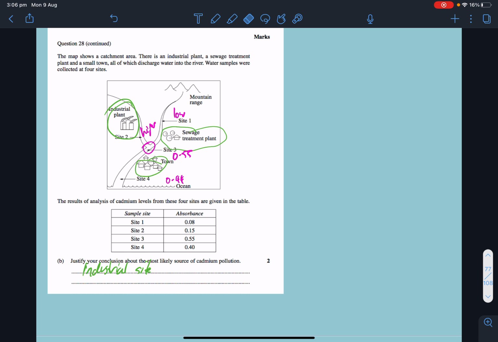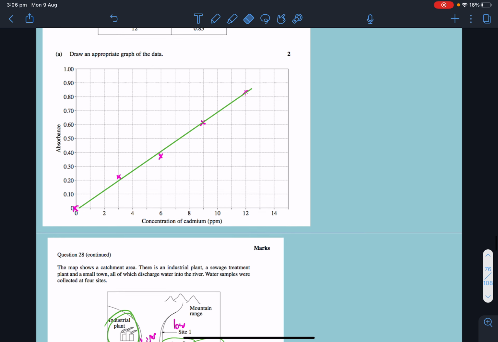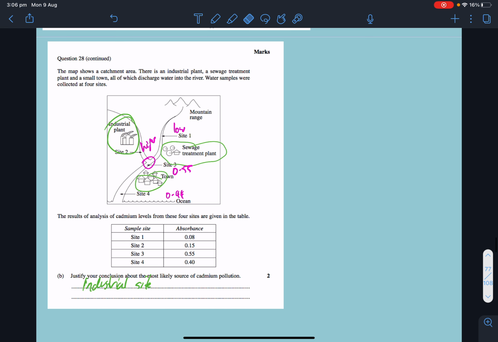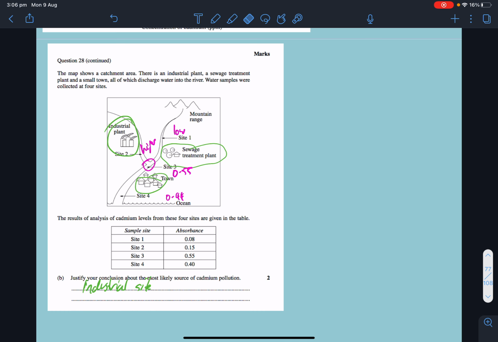Alright. Well, site 1 didn't introduce... Well, this is a bit... If they had one after the sewage treatment plant, it'd be good. It's still site 2, industrial site. Industrial plant. I'd say it's just accumulating at site 3. Terrible question. I'd put the sites a bit different. It's still from the industrial site. I mean, people aren't pooing out cadmium, are they?